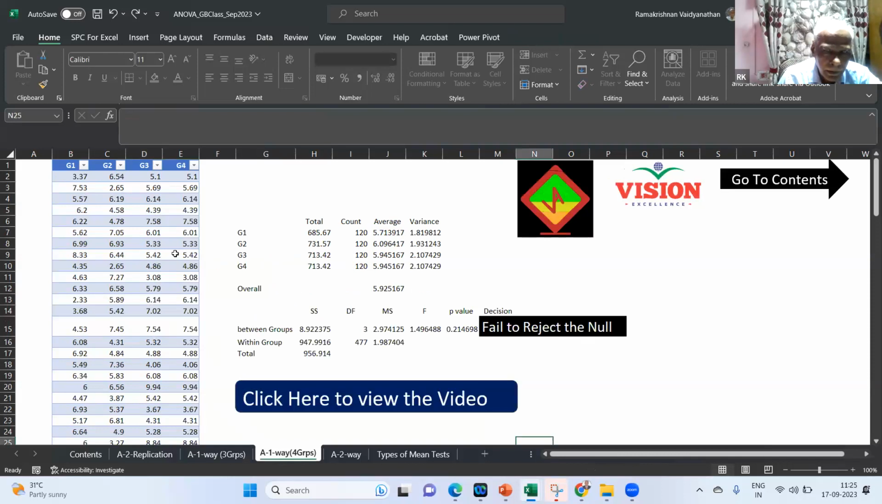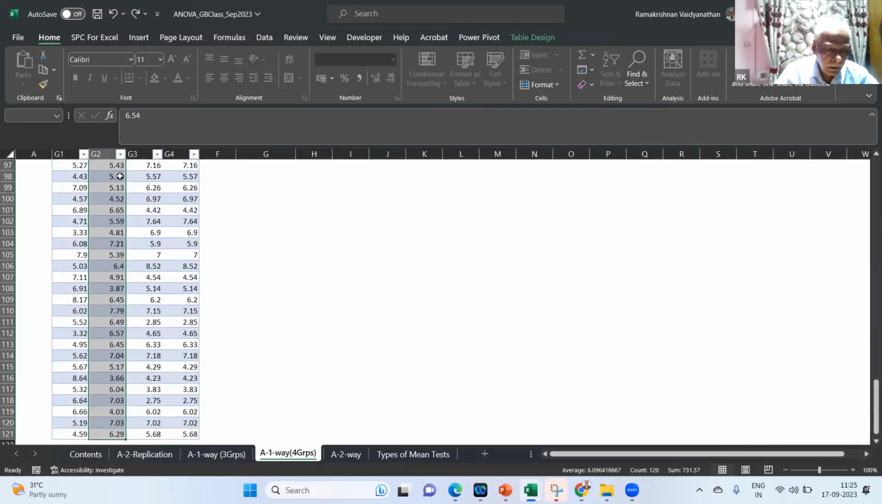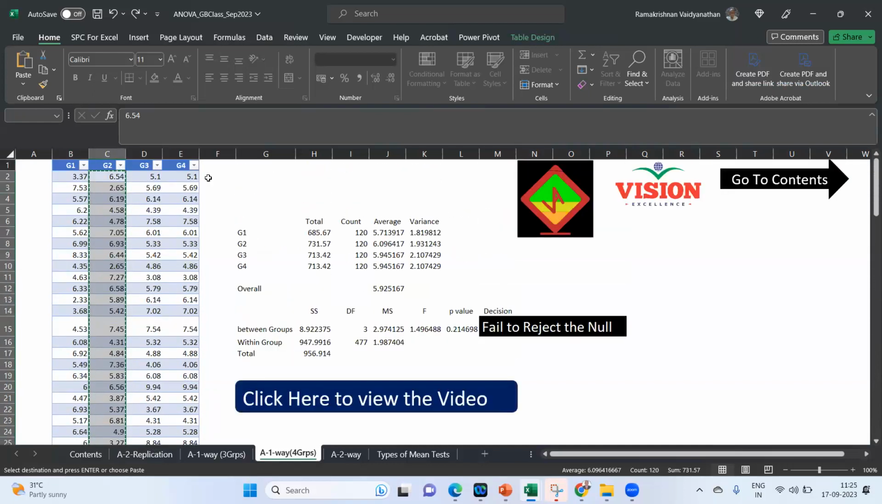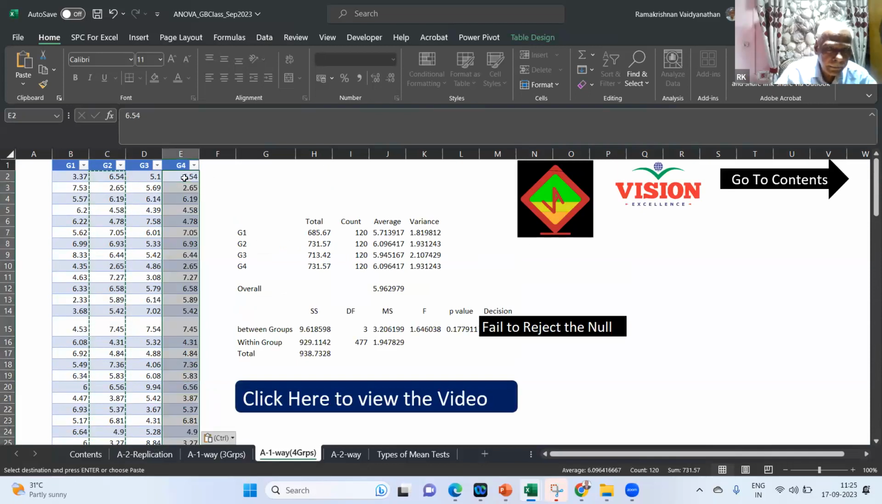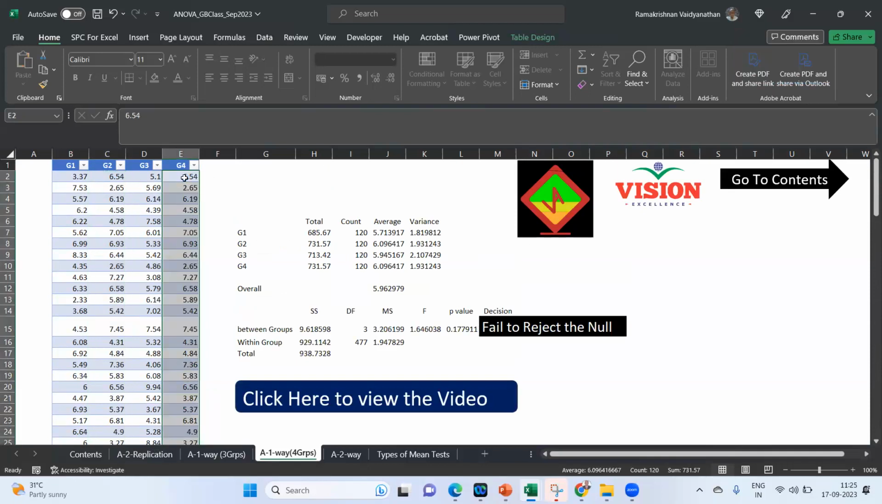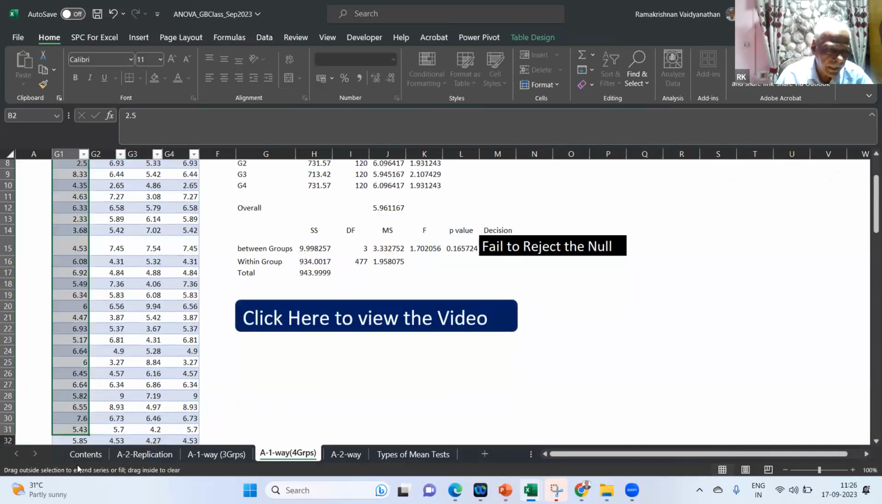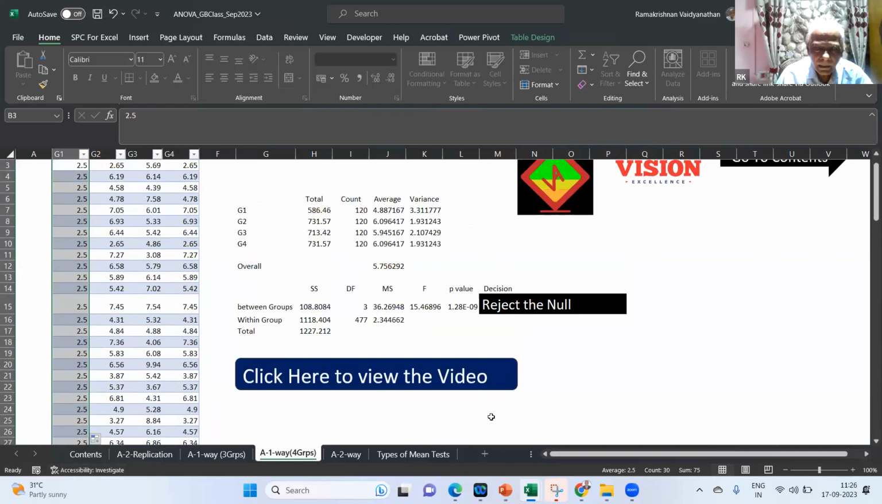All you need to do is, 4 groups you will see here. This is a 4 group, right? Fail to reject the null. So what I will do is here again, I will copy this. Control Shift down, Control C. I'll make it as Control V. Fail to reject. Now what I want is to reject the null. Therefore, I'll make this one, G1, I'll make it as 2.5. And then I'll make G1 2.5, very number of data. That's all. See here, reject the null.